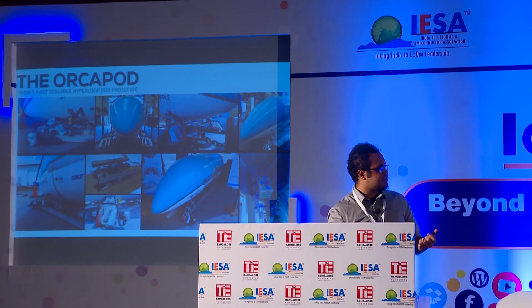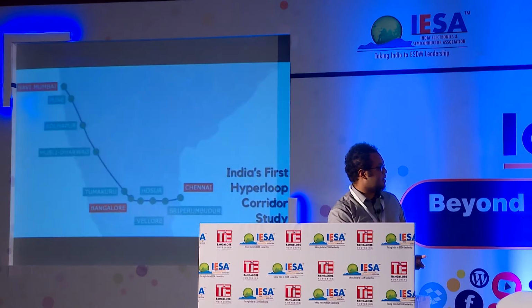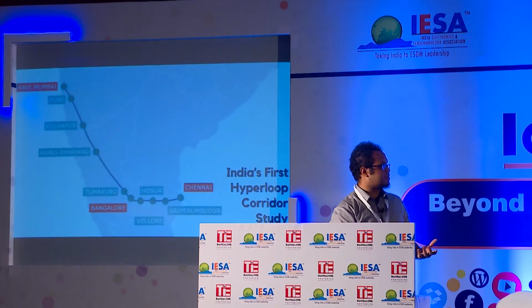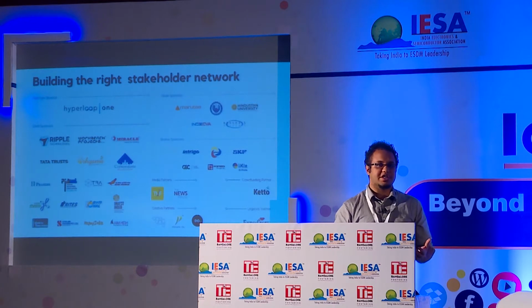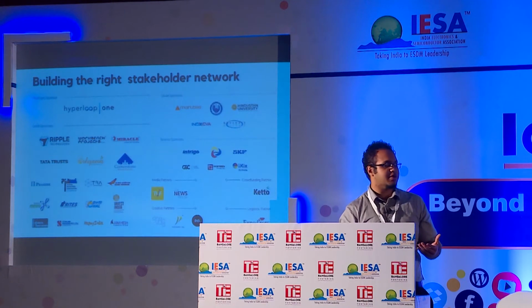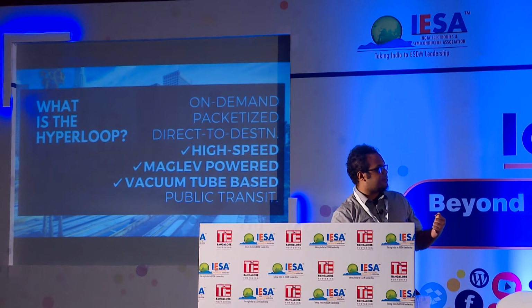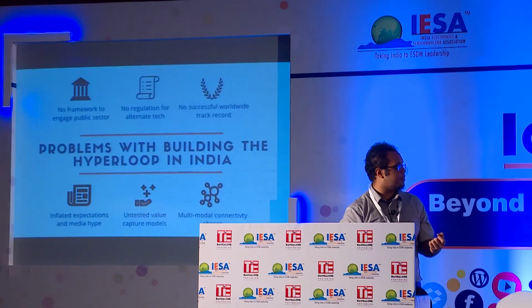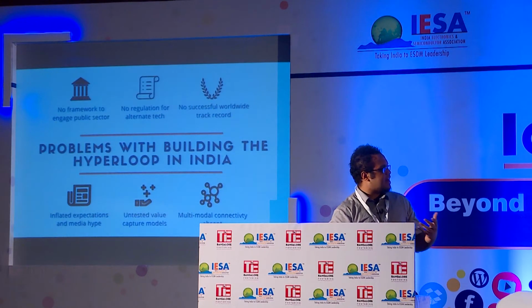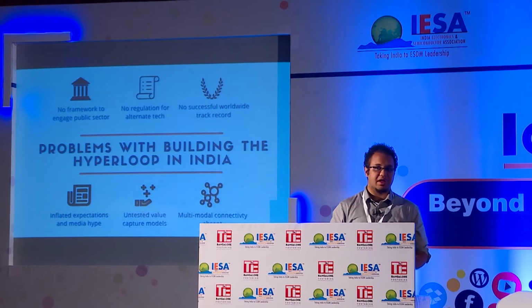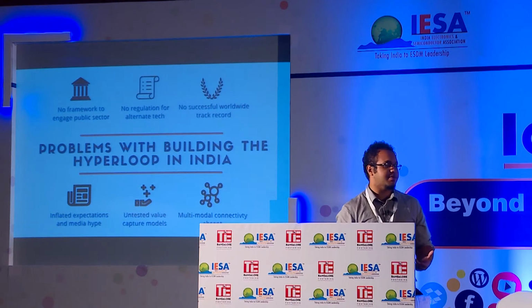So in the course of our journey, where we created a Hyperloop study between Mumbai, Bangalore, and Chennai, and we also created this big stakeholder network of public bodies, private bodies, and government bodies, which would help accelerate something like the Hyperloop in the future, we discovered that the high-speed maglev and vacuum tube-based problem is just a single problem. There are many other problems with building something as huge and infrastructure heavy as the Hyperloop in India.